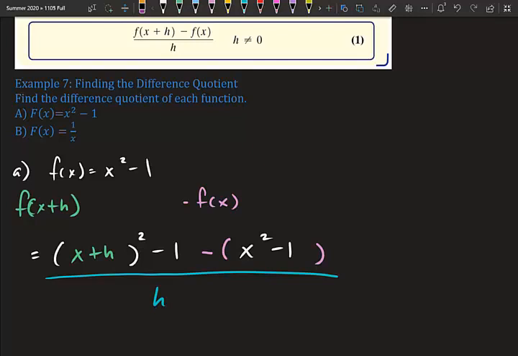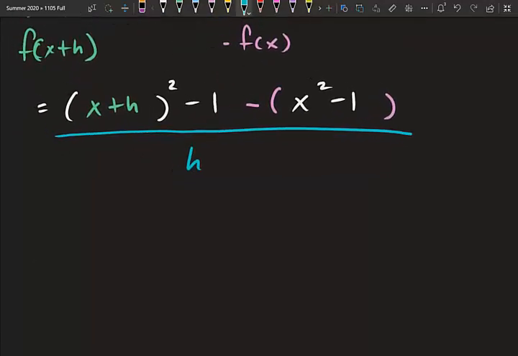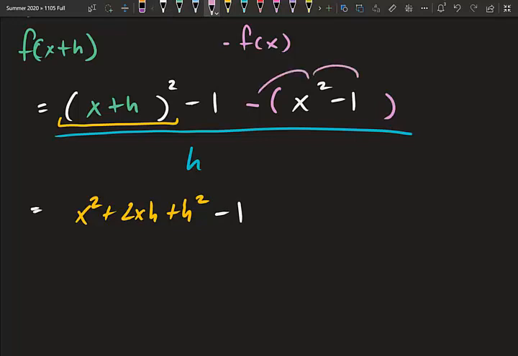And again, in that Zoom session, I'm going to be doing this a lot. We need the practice. So we need to simplify. What we're going to do first is x plus h squared, which we know. We should know x plus h squared is x squared plus 2xh plus h squared. We know that. And it's all minus 1. We're going to distribute this negative. So we have negative x squared plus 1.